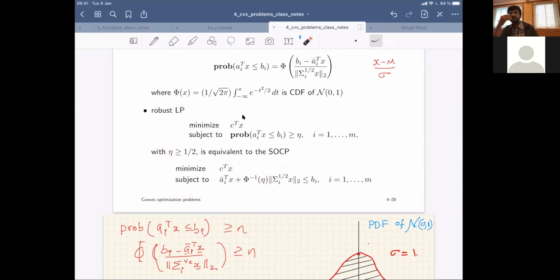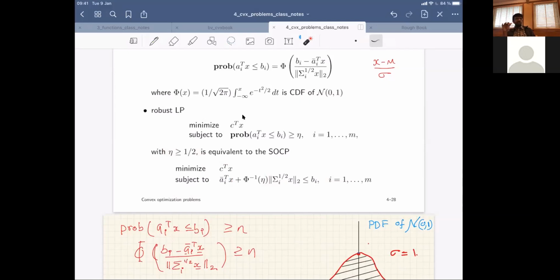But is it a reasonable assumption? In any problem, we don't want to say that my chance that my constraints are satisfied is less than half. That's not a good problem, right? If I have an optimization problem, and the chance that my constraints are satisfied is 25%, then what does that mean? That doesn't make much sense. So always we want the chance to be like 90% or 99%, something like that.